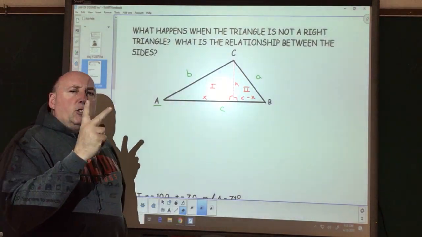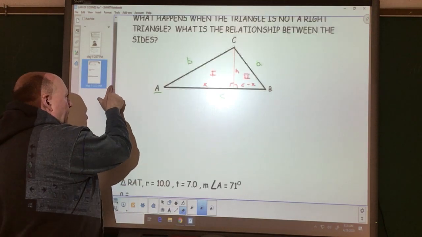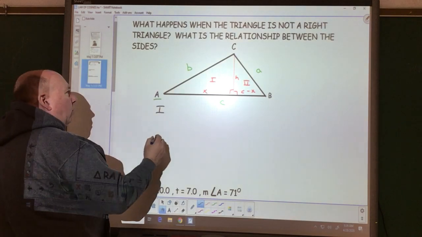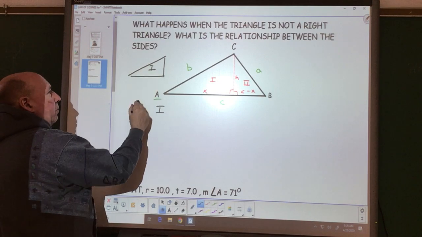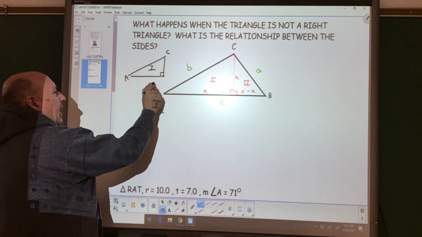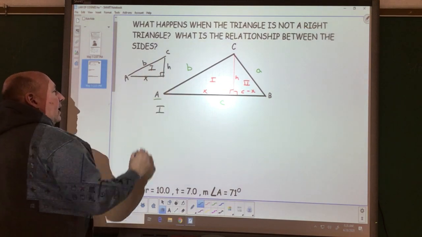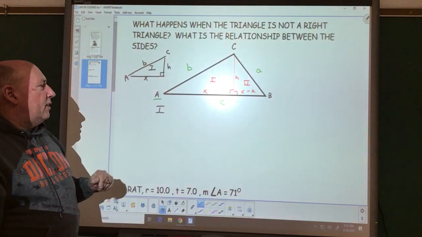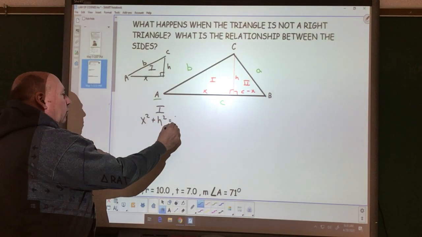So let's take a look at these two right triangles and let's use our Pythagorean theorem. If we look at right triangle number 1, here's right triangle number 1. We have c here, we have a, and then we have a right angle. This is x, this is length b, this is length h. And if I use my Pythagorean theorem, we have x squared plus h squared is equal to b squared.